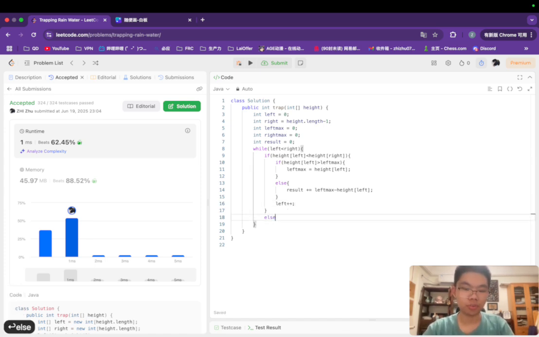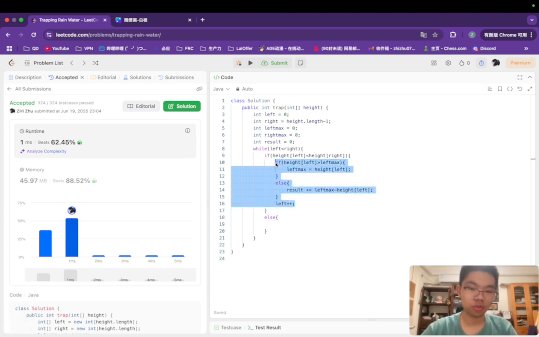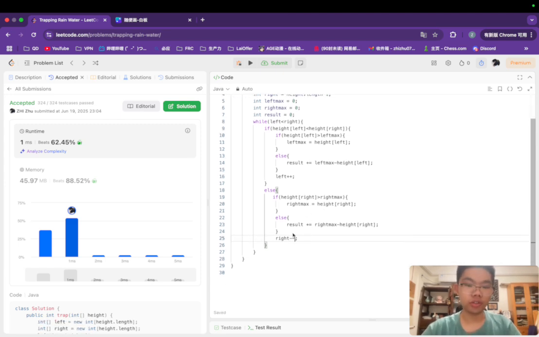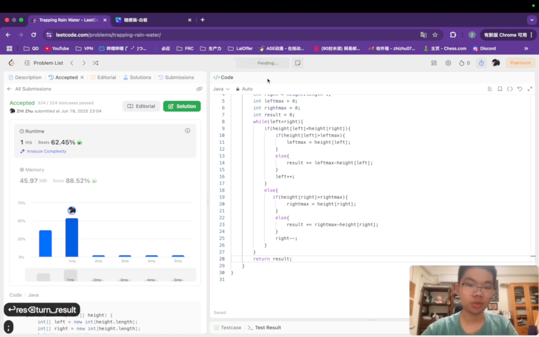And the same thing also applies to the right hand side. So if height right is larger than right max, we update the right max. Otherwise, we just calculate the unit of water trapped here. So we decrement the right pointer, and after all, we just return the result. All right, let's submit.